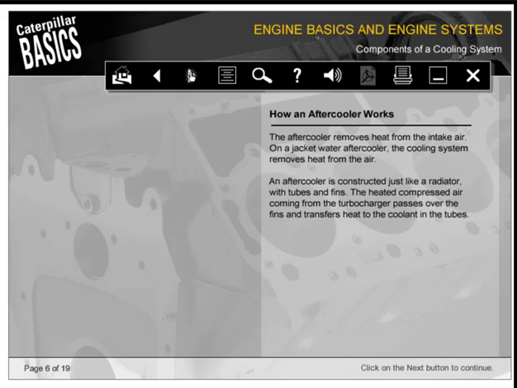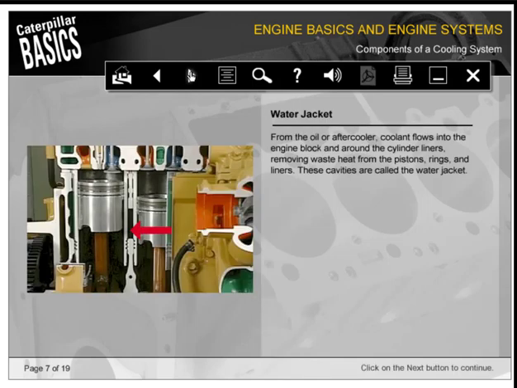An aftercooler is constructed just like a radiator, with tubes and fins. The heated, compressed air coming from the turbocharger passes over the fins and transfers heat to the coolant in the tubes. From the oil cooler or aftercooler, coolant flows into the engine block and around the cylinder liners, removing waste heat from the pistons, rings, and liners. These cavities are called the water jacket.